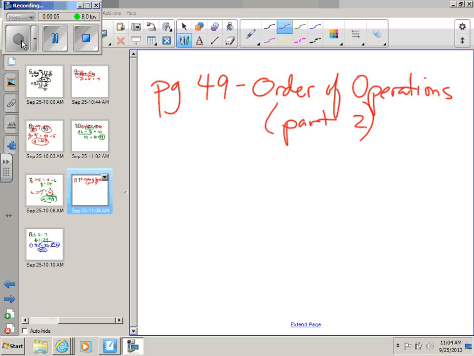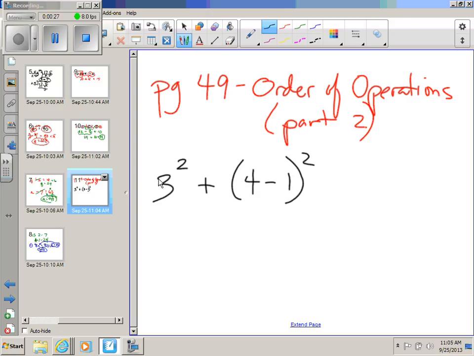Order of operations, part 2. We addressed steps 3 and 4 yesterday. Today we're going to take a quick peek at the first 2 steps as well, in addition to 3 and 4. So let's take a look at some examples and work through them. That's the best way we can manage these.